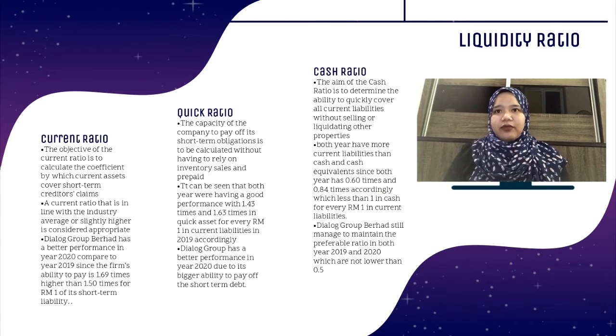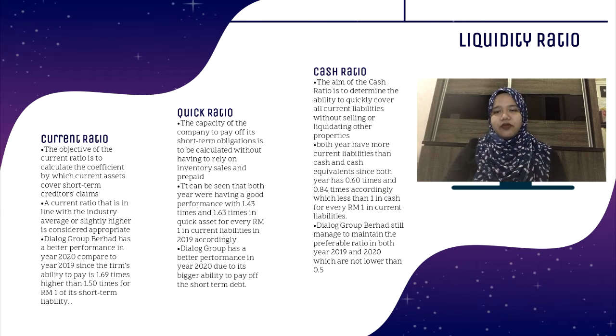Liquidity ratio is the overall measure of the firm's ability to meet its short-term obligations. This ratio focuses on the availability of short-term assets to finance short-term obligations. There are three elements of liquidity ratio, which are current ratio, quick ratio, and cash ratio. The objective of the current ratio is to calculate the coefficient by which current assets cover short-term creditors' claims.